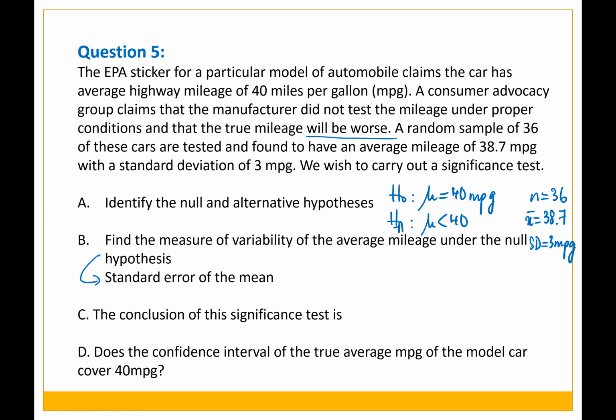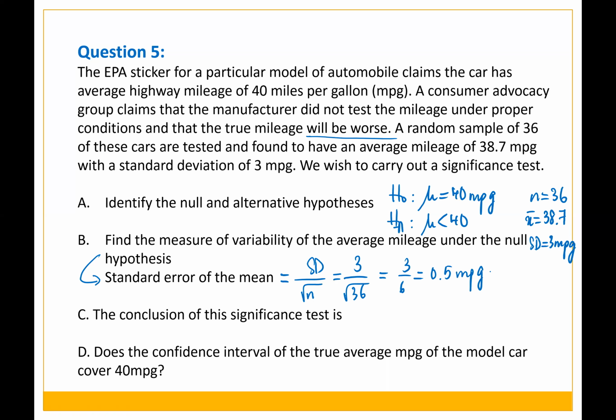And I already have the formula for that in the last slide of our final exam review, which is going to be the standard deviation of a sample divided by the square root of n, which is the sample size that we use. So here we have 3 over square root of 36. That gives us 3 over 6, which is 0.5 mpg.